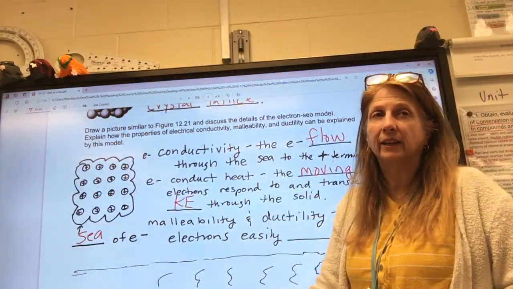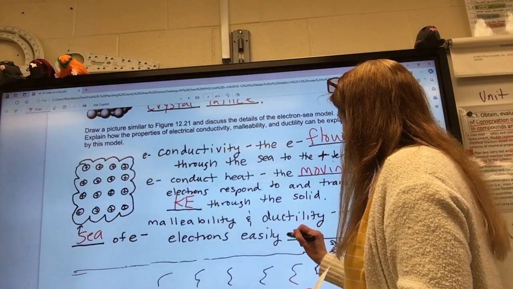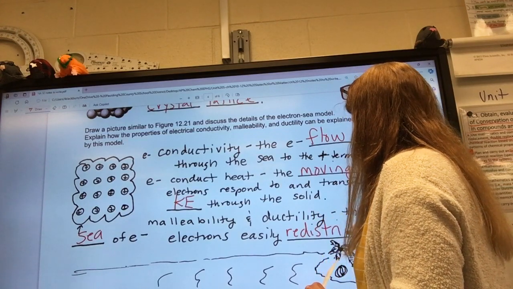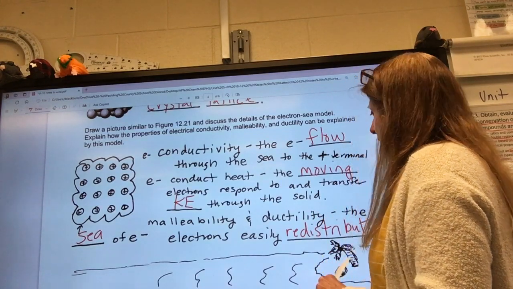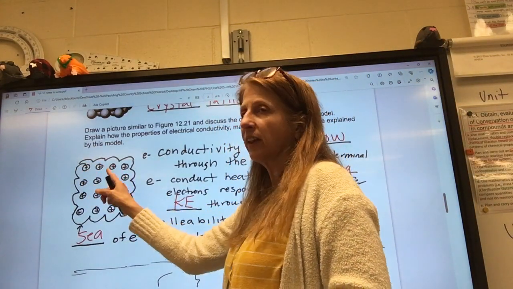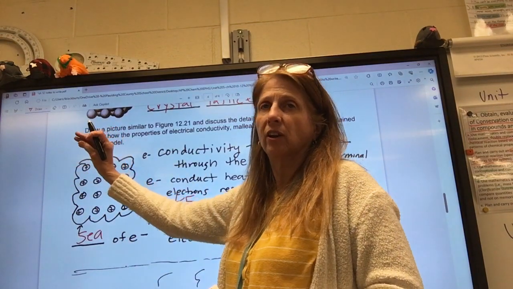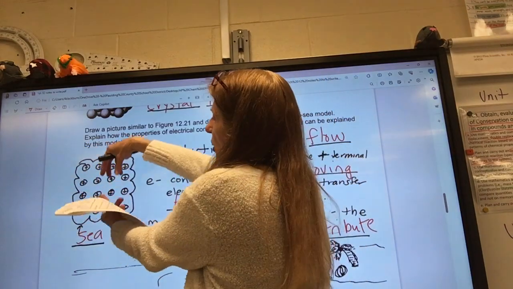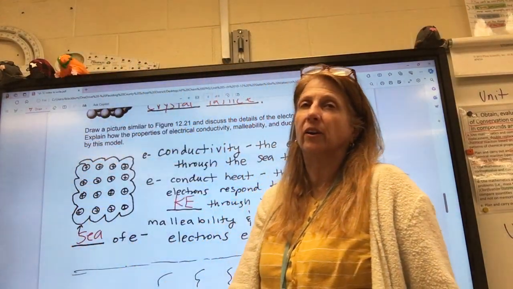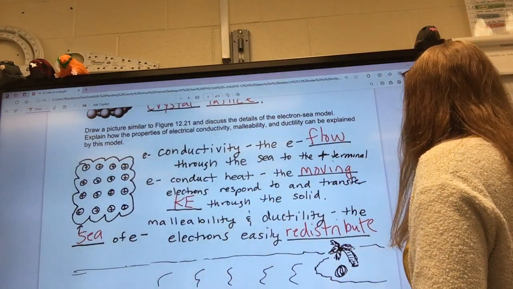Okay, malleability and ductility. The electrons easily redistribute. So say you hit this. You can think of these electron clouds as squishy. And so you hit it, it's not going to break, it's just going to squish and get flat. Or if you start pulling it out, it's all squishy, and so you can just pull it into a wire and it's not going to break. Do you follow that? It's the squishy property. So there's my sea of electrons.